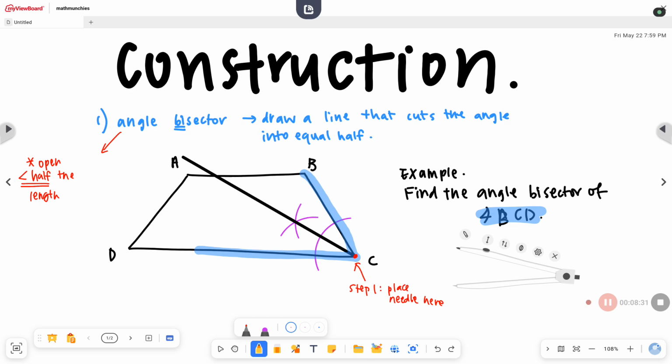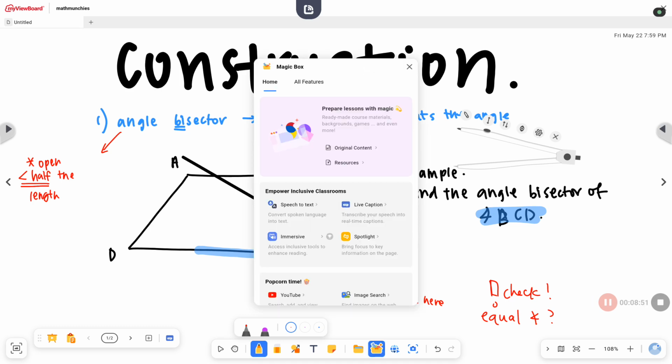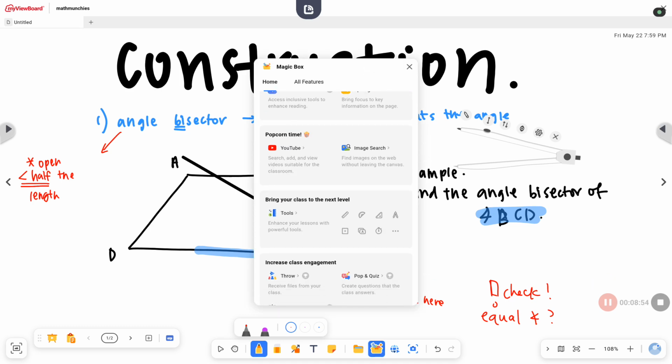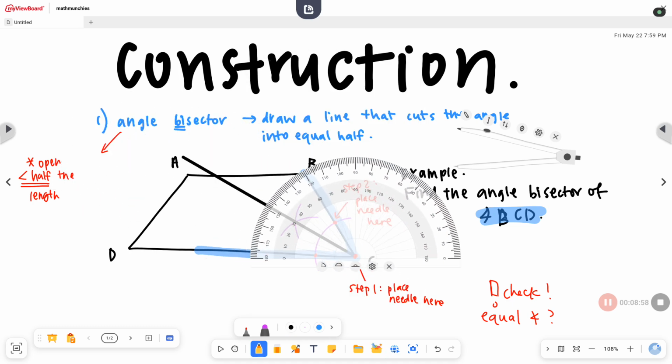Okay, so step 1, then here is step 2. Step 2: place needle here. Now, last step. Check. Equal angle. So how to check? Let's see, where are my tools? Now I want this. Okay. So I'll check, I will measure.